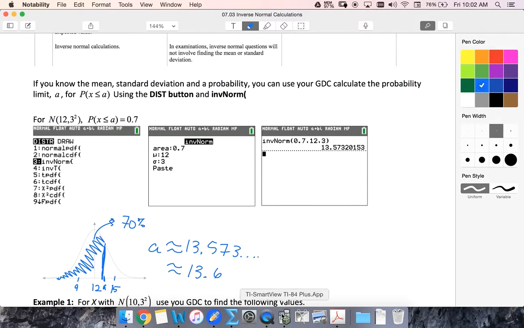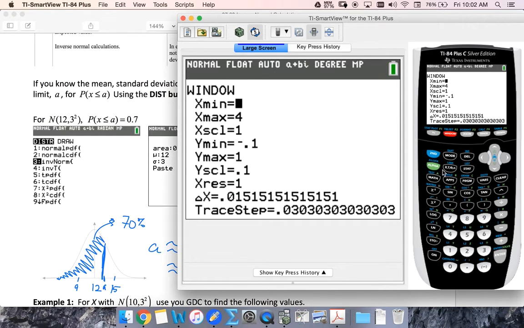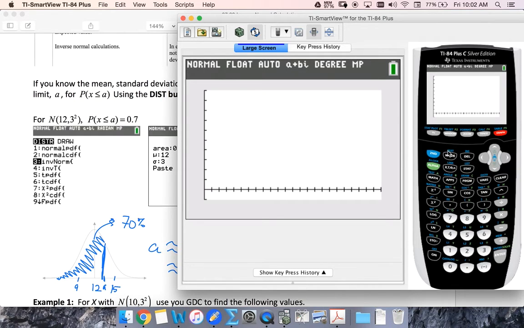So now if I want to check this, I can come back and draw my distribution. So let's think about our window. We want to have 12 in the middle, so I'm going to go from 0 to 24. My maximum y value will be 1, and 1 is even really high. All right, so that's okay. Let's see if there's anything on there right now.